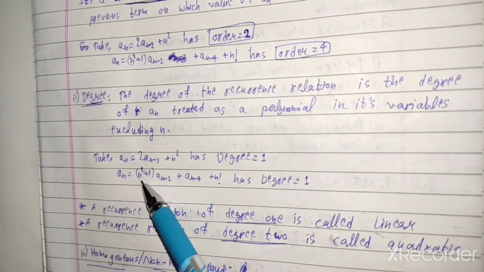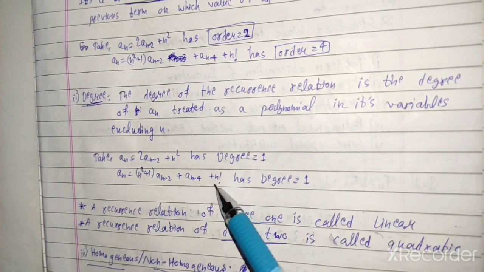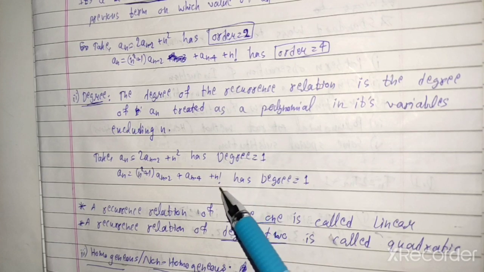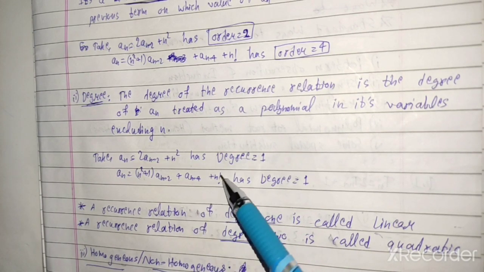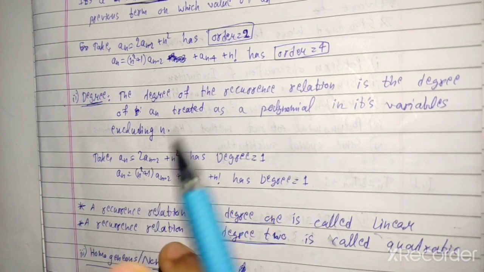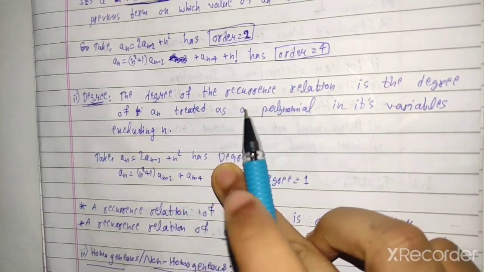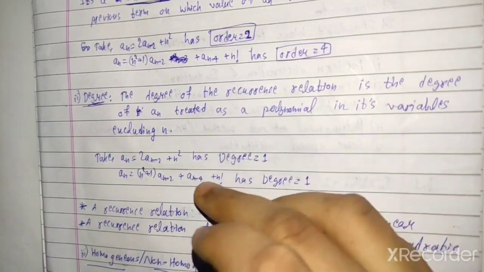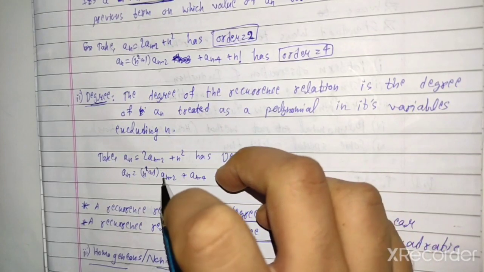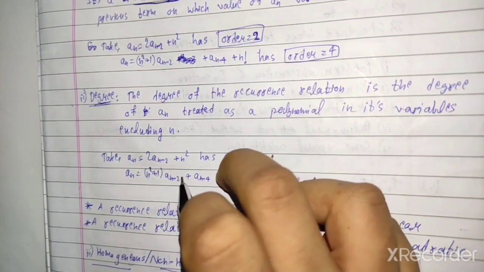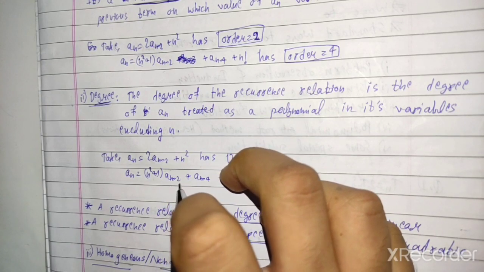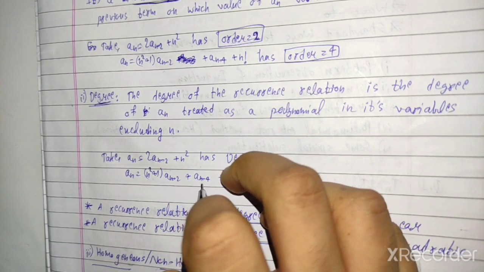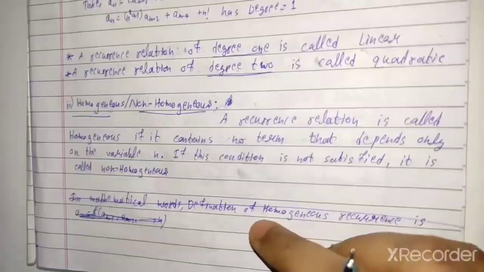Similarly, if we take this one, we have a term here which depends only on the variable n, hence it is non-homogeneous. Let's say if here there was no n factorial, let's cancel it out. Now we are left with n square plus 1 times a_{n-2} plus a_{n-4}. Now this does not have any term depending only on n, hence it is homogeneous. Basically that is the definition. I hope you got it.